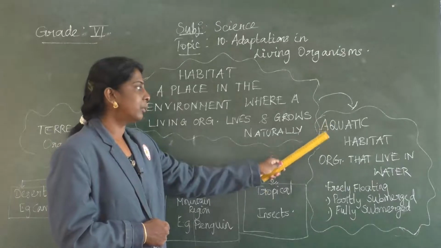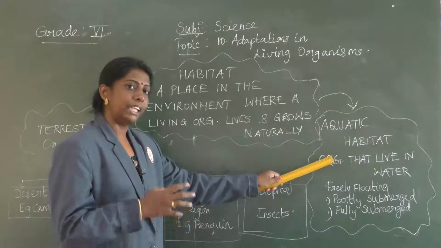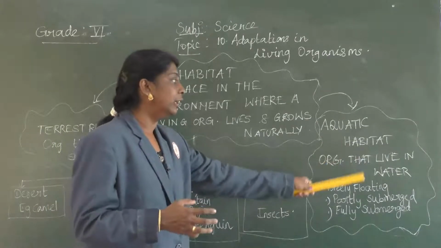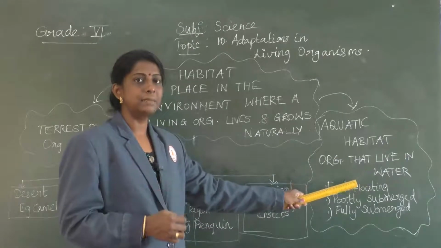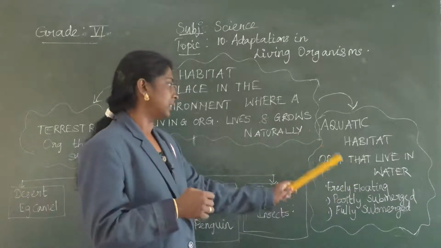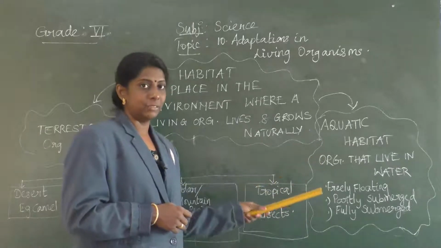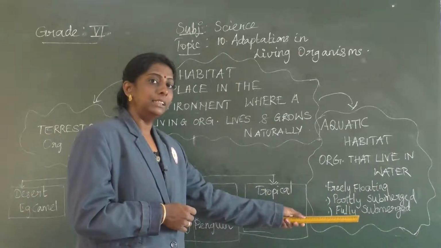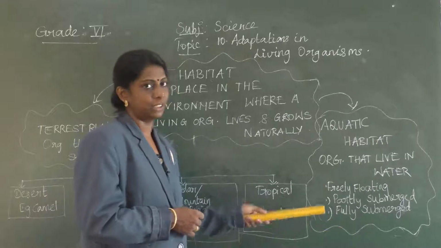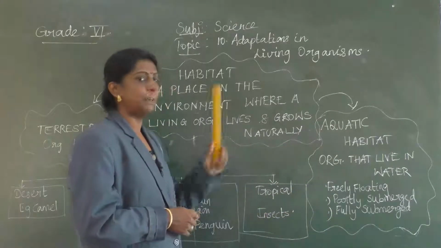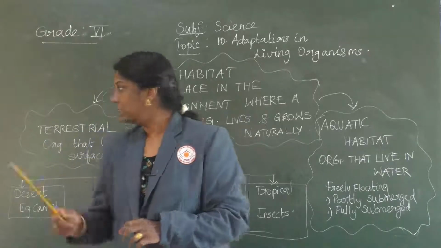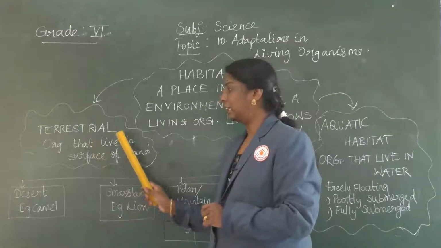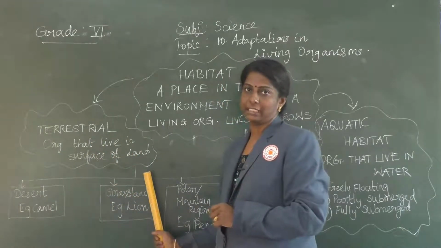Okay, so first about aquatic habitat. Aquatic habitat is nothing but it has organisms that live in water. So further, it is again classified into three different types: freely floating, partly submerged and fully submerged. So we are going to learn about the habitat in detail. And about terrestrial habitat, it has organisms that live on the surface of land.